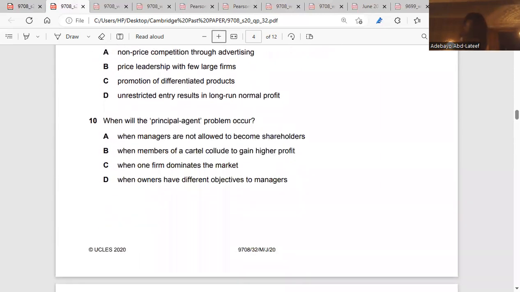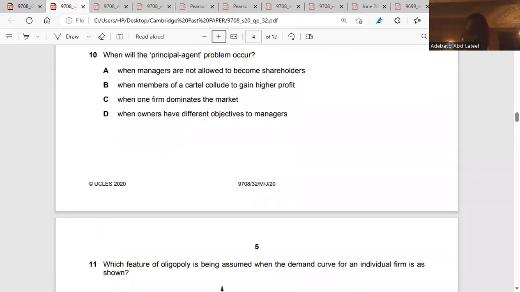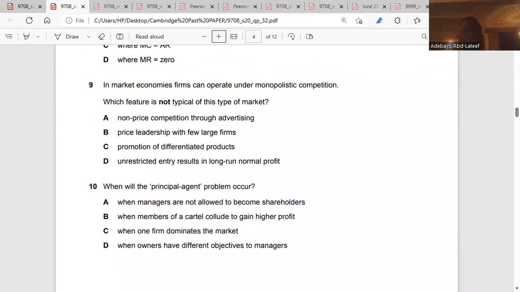Question 9. In market economies, firms can operate under monopolistic competition. Which feature is not typical of this type of market? Non-price competition through advertising. I told you already that in a monopolistic market, they produce products that seem to be substitutes, but they are not perfect substitutes. So that means they are different. Each business would use non-price competition, like advertisement. They use advertisement, yes or no? So that means it's a feature of monopolistic competition.